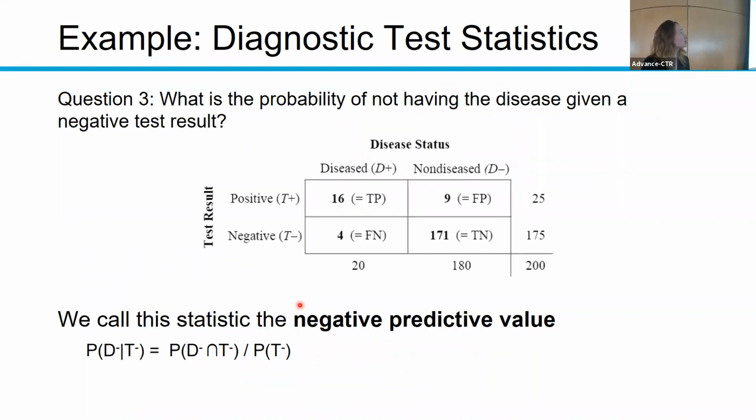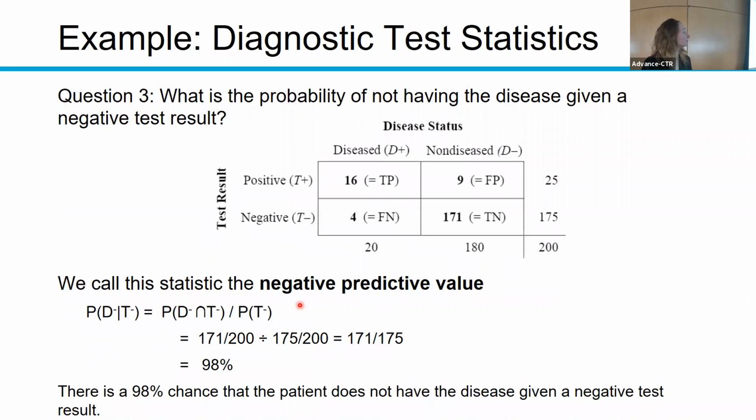And lastly, question 3, what is the probability of not having the disease given a negative test result? And it's the same thing here. 98% chance that the patient does not have the disease given a negative test result. So this sort of tells you that if your patient tests negative, there's a pretty good chance that you can trust that result and that they most likely do not have the disease.